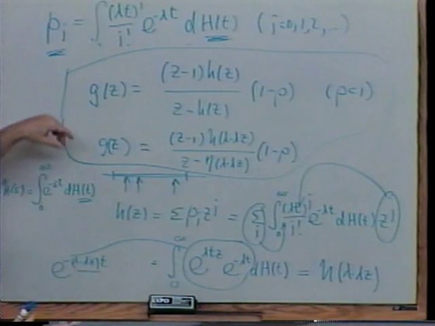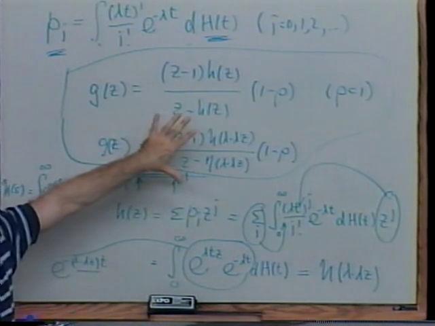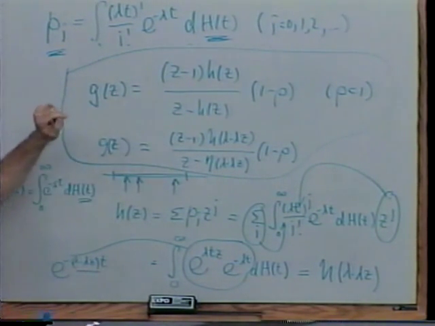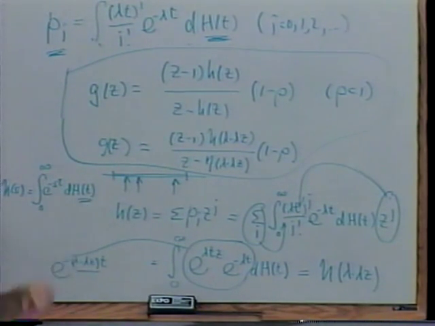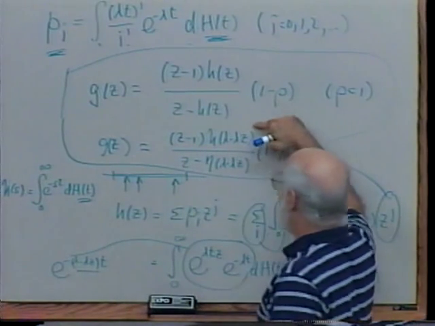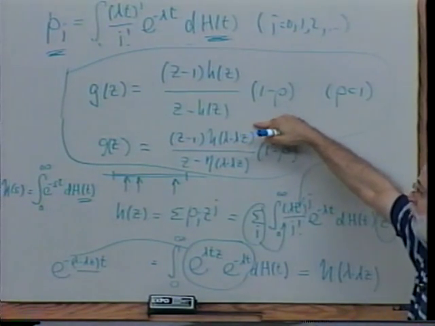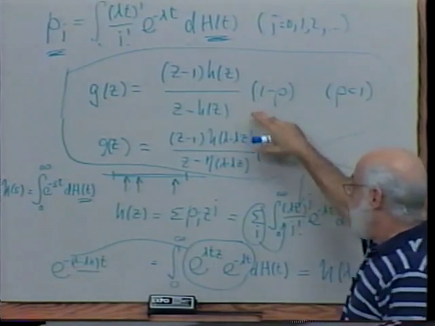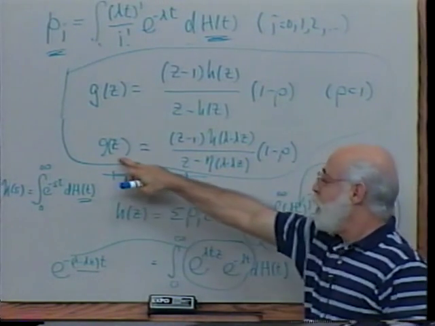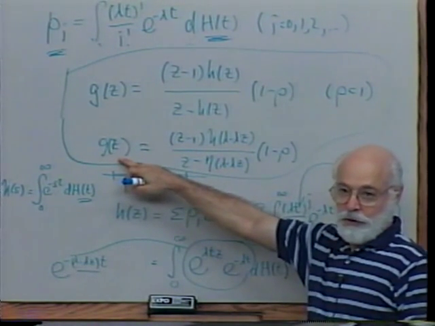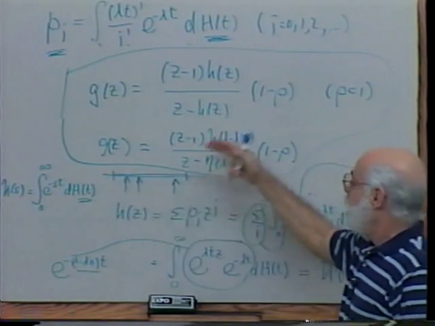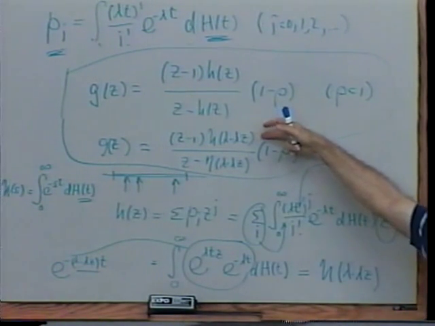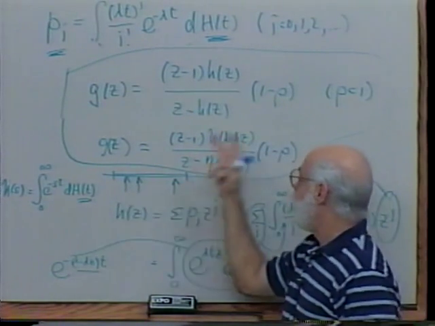So in this form, it says, okay, this is really nice and neat now. It says, okay, you tell me the distribution function of service times. From that, I calculate the Laplace-Stieltjes transform of that distribution function. And knowing that, I know what g of z is. So this generating function is completely determined if you tell me what eta is. And if you tell me what h is, then you've told me what eta is.